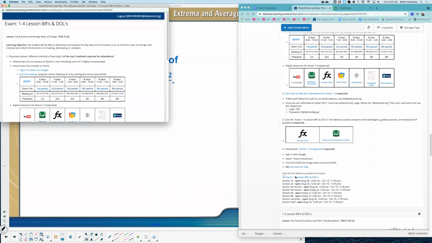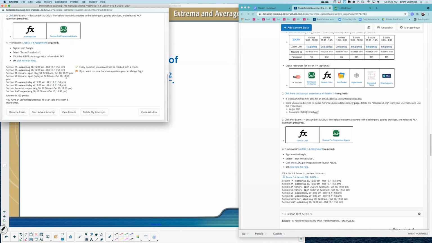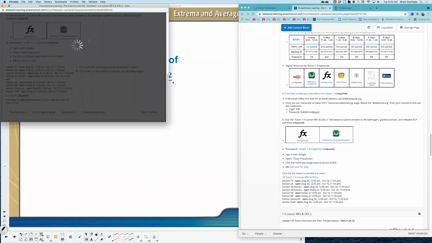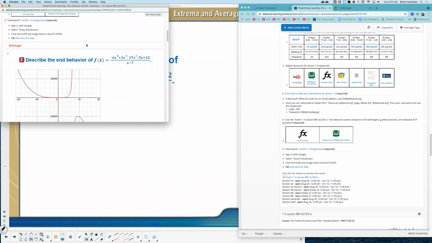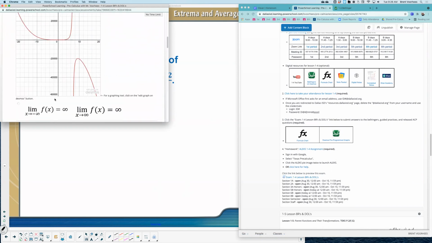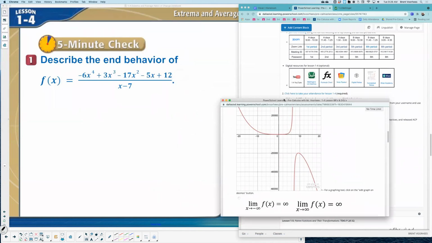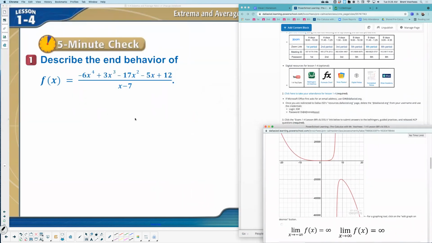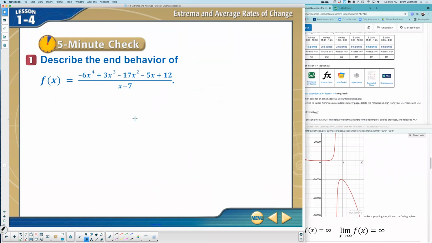That'd be great. If you open up 1.4, I understand that these are multiple choice, but on my packet, they're not. Since there's no multiple choice, what I'm going to give you is the part that would be given to you. Every single problem would have this limit of f of x as x approaches negative infinity, and each answer choice would also have a limit of f of x.